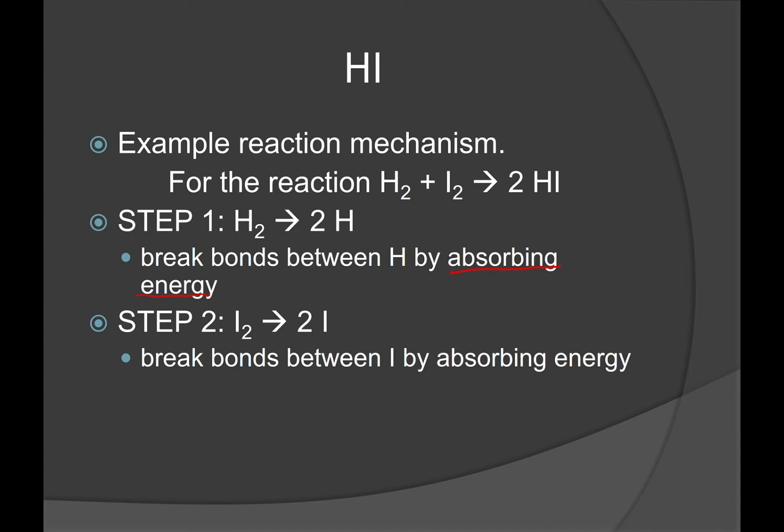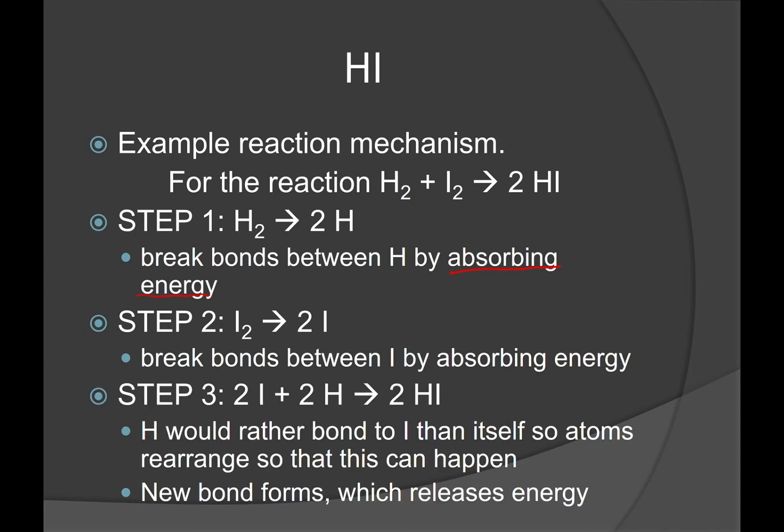Same thing has to happen for iodine. We have to break the bonds between the 2 iodine atoms in the molecule, and we're left with 2 iodine atoms. Now, these individual atoms can recombine in their 1-to-1 ratio to form hydrogen iodide. This hydrogen would rather bond to iodine than itself, so the atoms rearrange themselves so that this can happen. When we form the new bonds in hydrogen iodide, 2 of them in fact, that new bond that forms releases energy.